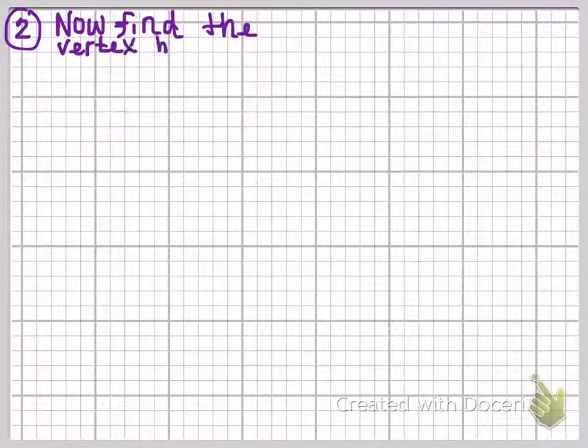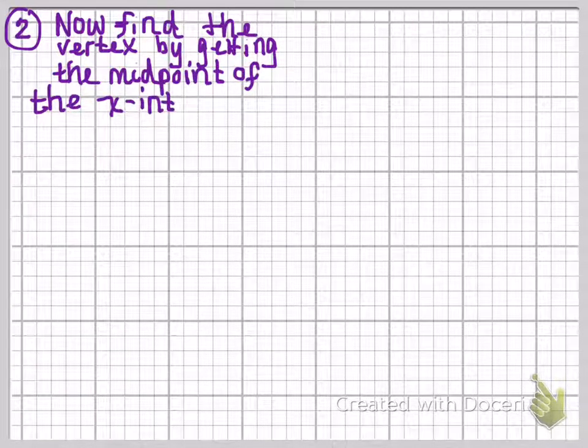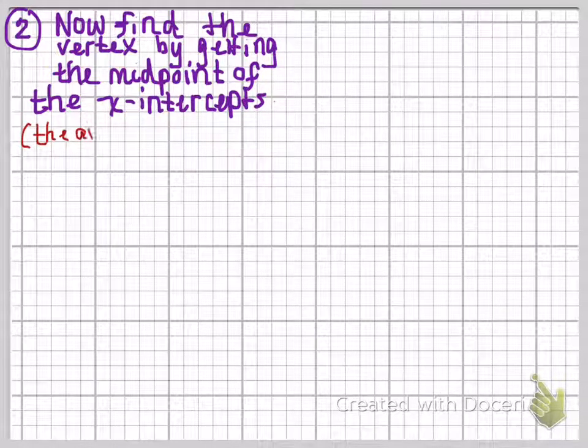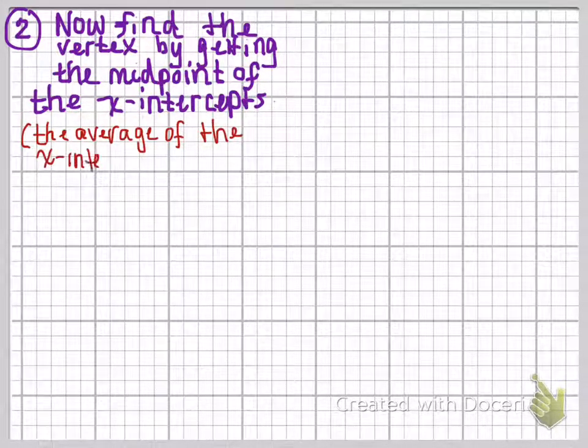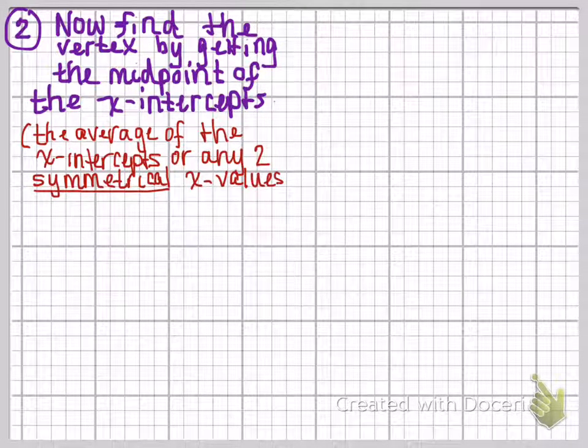Now, our vertex is the point that's directly in the middle of that parabola. It lands on the axis of symmetry. And the axis of symmetry is the line that cuts that parabola in half. If I picked any 2 symmetrical points on my parabola and I averaged the x coordinates of those points, the x value would be the x value of the axis of symmetry. And that's a vertical line. If you think about it, it's the same x value all along that line, because every vertical line has the equation of x equals some number value. So our vertex is always going to have that x value of the axis of symmetry.